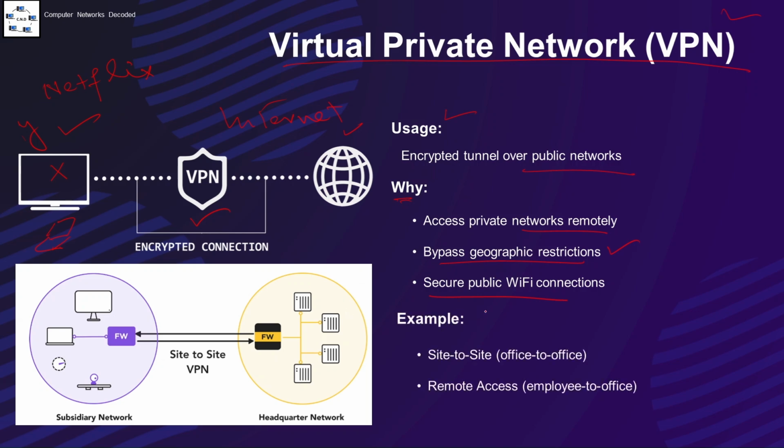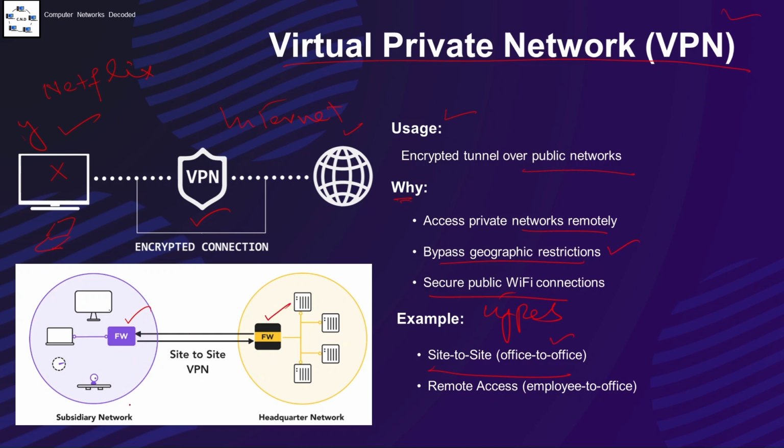Now the types of VPN. We have two types of VPN. One is the site-to-site, or office-to-office. This type of VPN is basically between two devices, that is, from firewall to firewall.